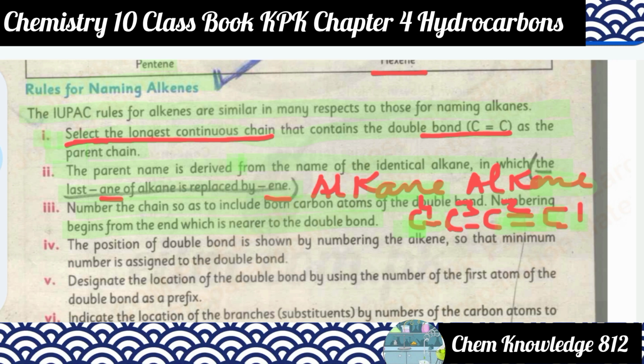Number 4: the position of the double bond is shown by numbering the alkene so that the minimum number is assigned to the double bond.